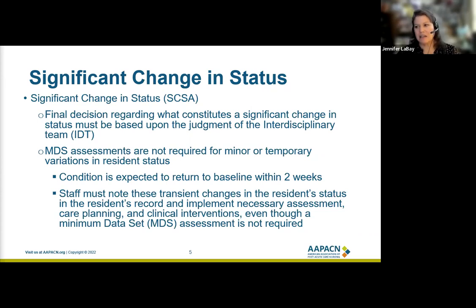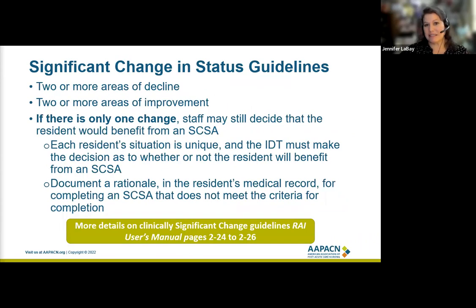It's not going to cover every single possible thing that's going to happen with this resident 24/7. The MDS is looking at a snapshot in time. So when we're looking at that snapshot that was last assessed, we need to make sure that this is accurate for a new baseline for this resident. There are a lot of areas that could impact whether we do a significant change in status or not. As I mentioned, it's 2 or more areas of decline.